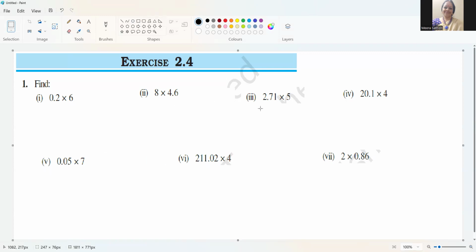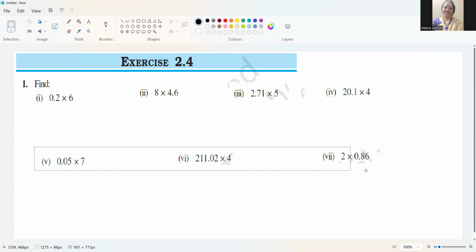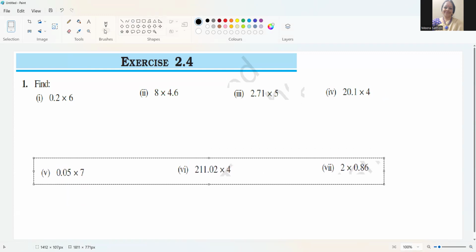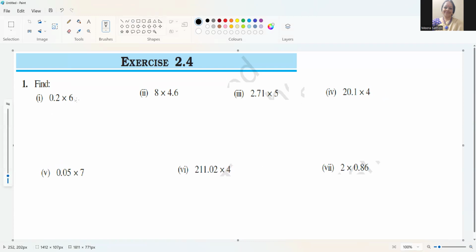So here I'll keep some place for multiplying. I need a little space for that. Now, 0.2 into 6. So we know that 2 6s are 12. So first let us write 12. Now total how many decimal places are there? Only one. What do you mean by decimal place? The number of digits after the decimal point. So here after this decimal only one digit. So one decimal place. So where I have to put the decimal? 1.2.